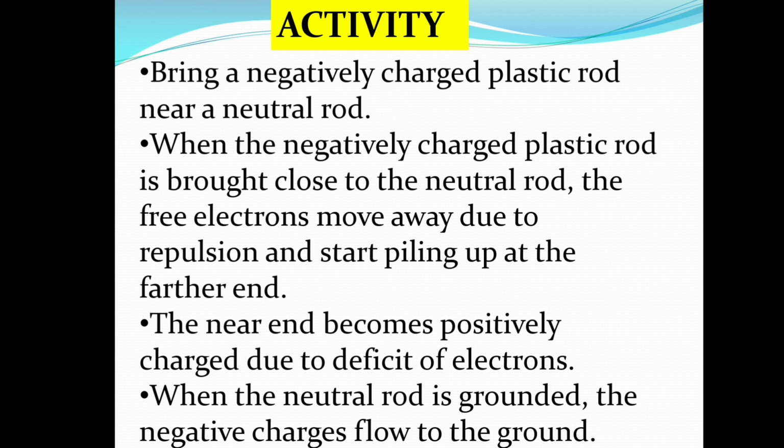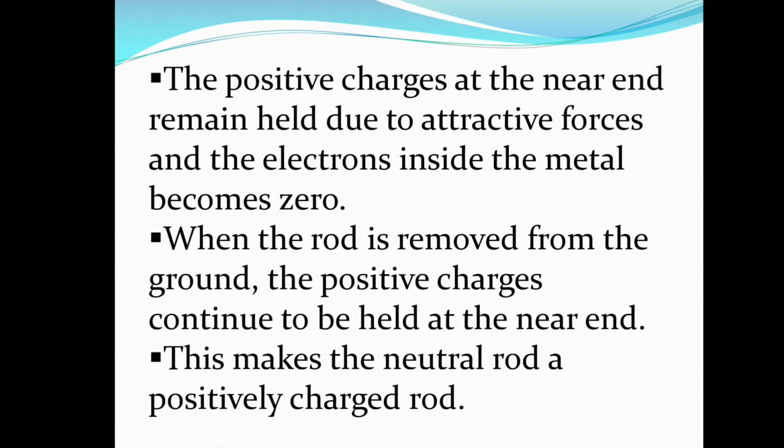When the neutral rod is grounded, the negative charges flow to the ground. The positive charges at the near end remain held due to attractive forces, and the excess electrons inside the metal become zero. When the rod is removed from the ground, the positive charges continue to be held at the near end. This makes the neutral rod a positively charged rod.